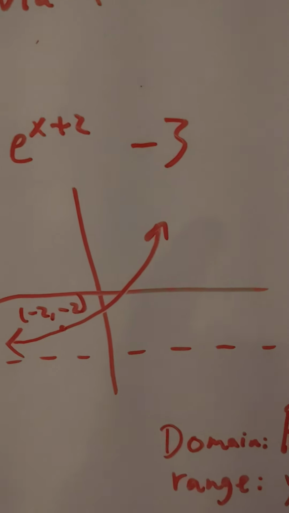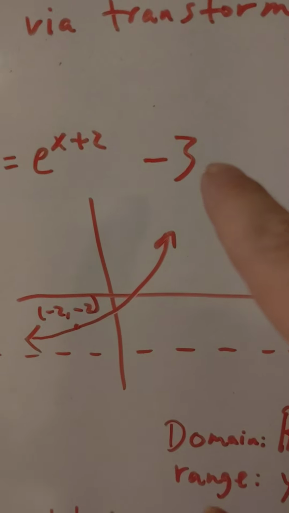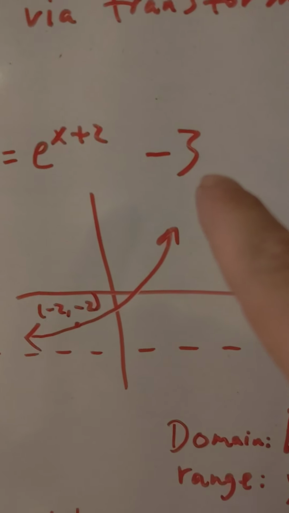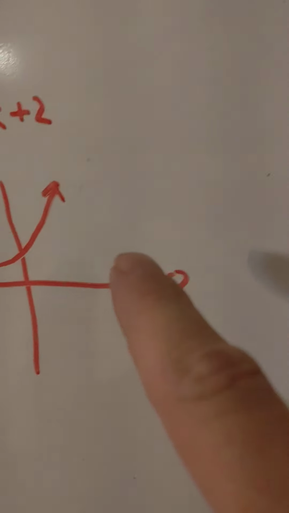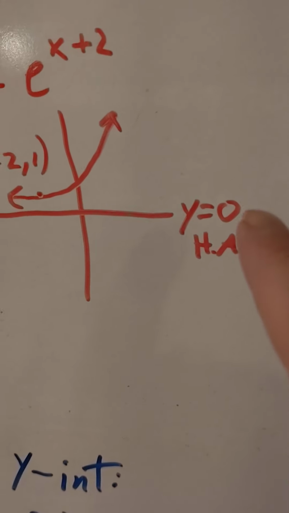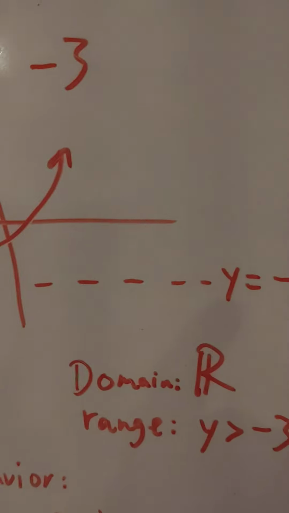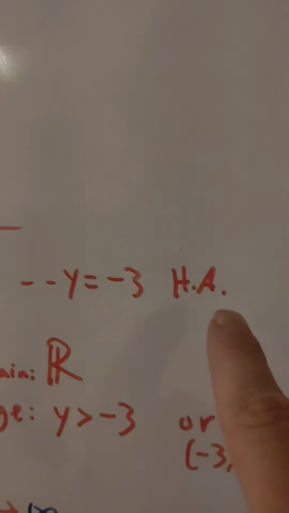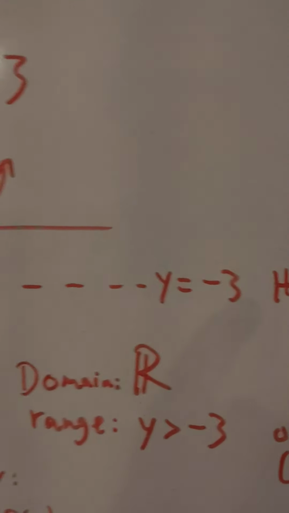And vertical shifts do affect horizontal asymptotes. Doesn't it say subtract 3 from all previous y's? And isn't this y equals 0 for the horizontal asymptote? So what's 0 minus 3? Negative 3. So y equals negative 3 is the horizontal asymptote now.